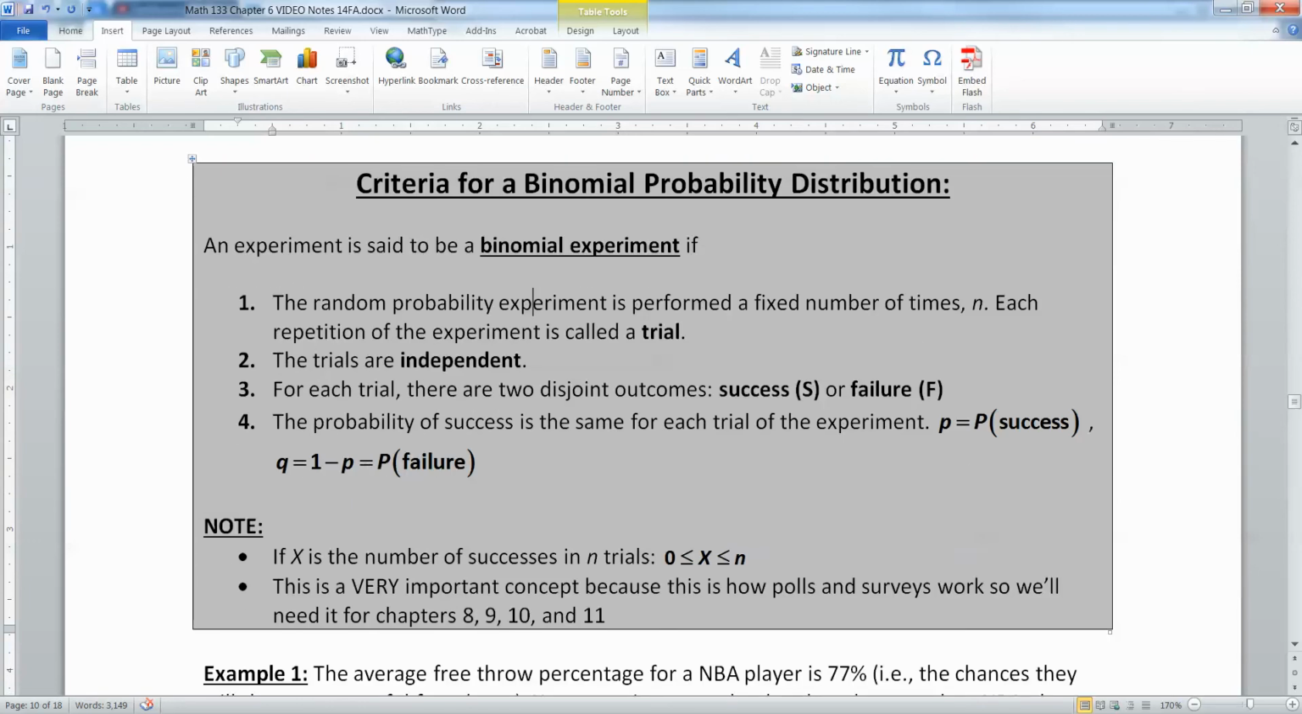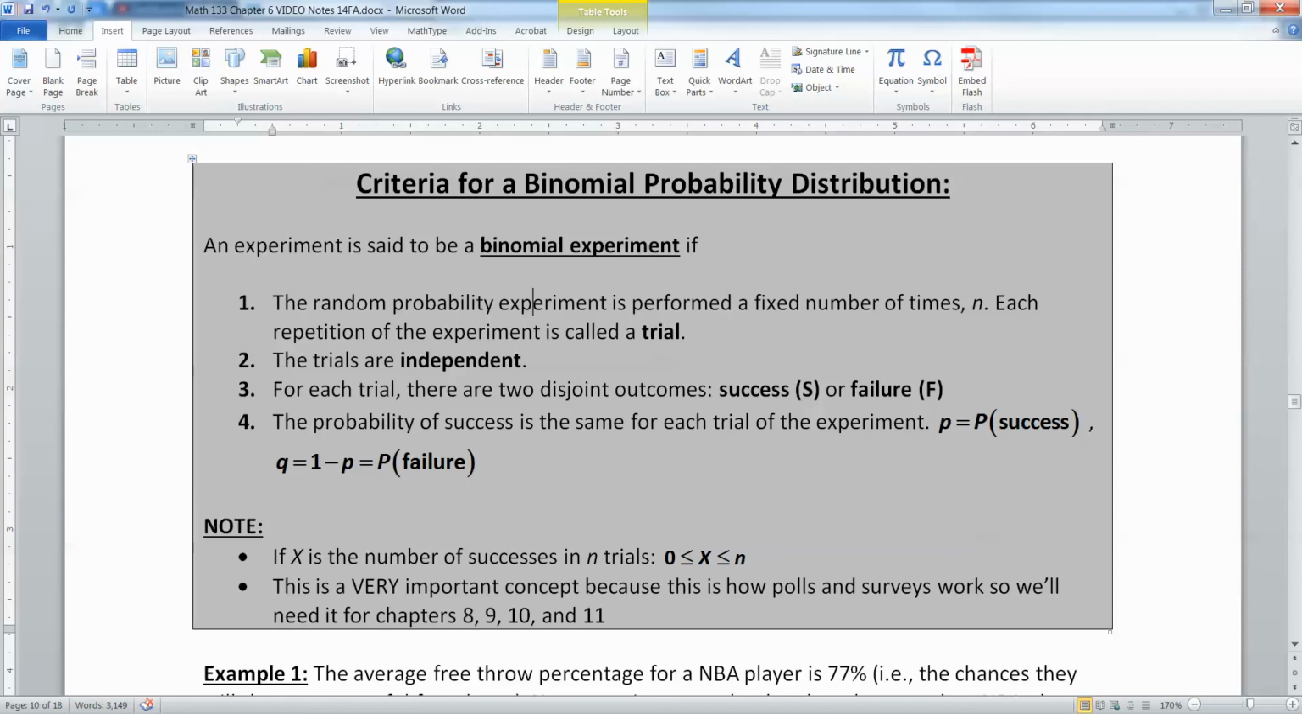For each trial, there are 2 disjoint outcomes, success or failure. Success is usually abbreviated with a capital S, and failure is abbreviated with a capital F. And keep in mind, by the way, that success doesn't actually mean a good thing all the time. It's just what we determine we're looking for. So if you're doing a study of schizophrenia and you determine success is schizophrenia, you don't really mean that that's a successful thing. You just mean that that's what you were looking for in your probability experiment.